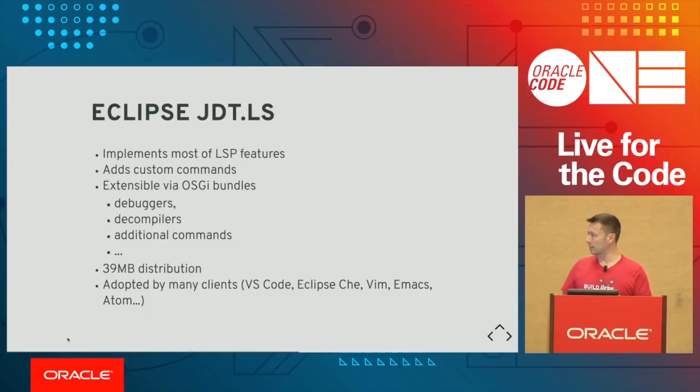And it's a server that's been adopted by many clients today. We'll talk about Visual Studio Code today, but it's also been adopted by Eclipse Che, Eclipse Theia. We have several adoptions from Vim and Emacs projects, Atom as well. So it's become an ubiquitous language server for Java.